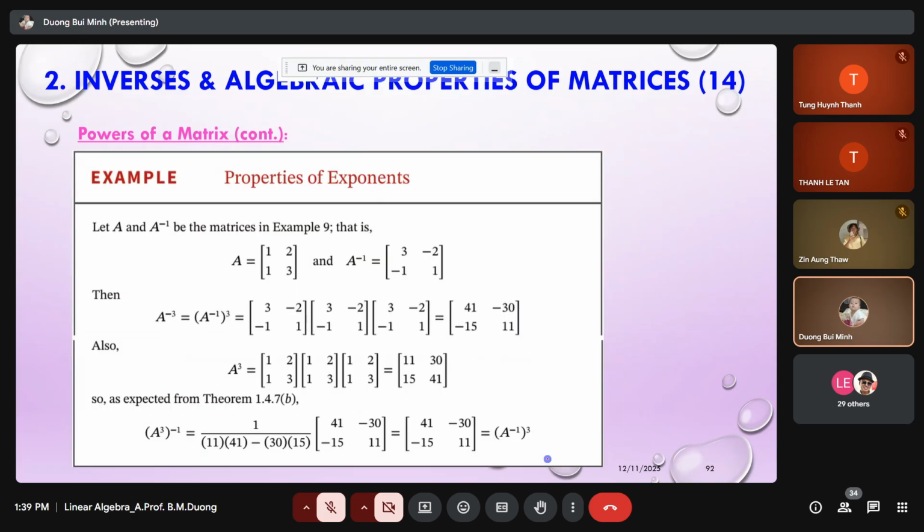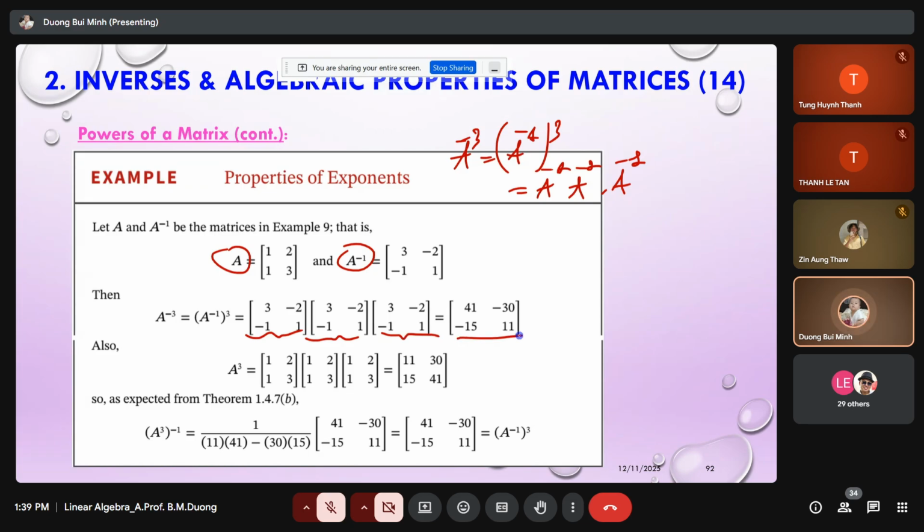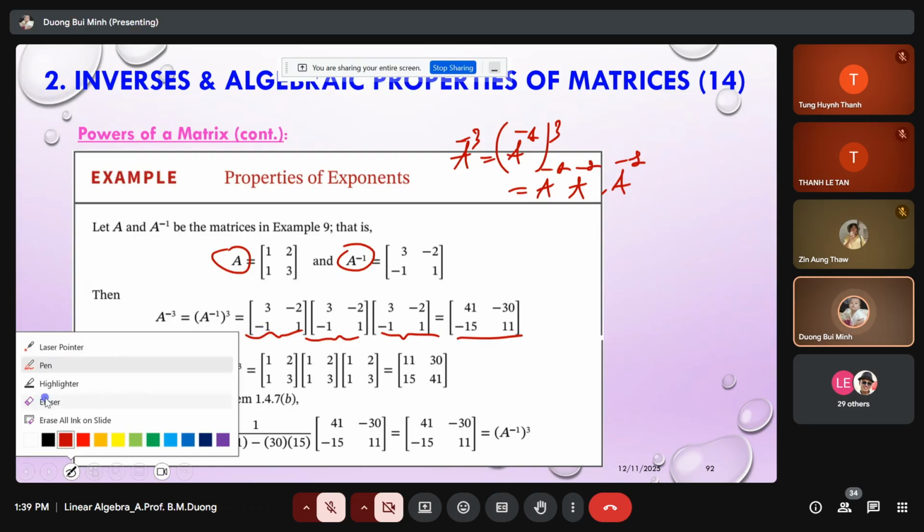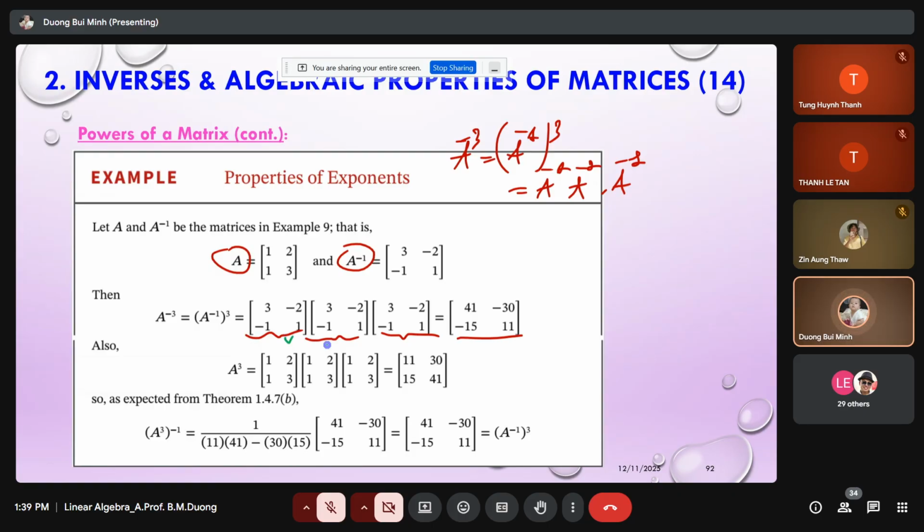For example, here we have A and the inverse of A. We would like to calculate A to the power of minus 3. That means the inverse of A to the power of 3, which is the inverse of A times the inverse of A times the inverse of A. How can we calculate this? It's very easy. We take this matrix times this matrix first. This row and these columns, you get 3 and 3, 9 plus 2, so you get 11.